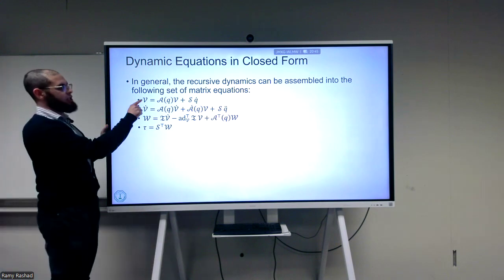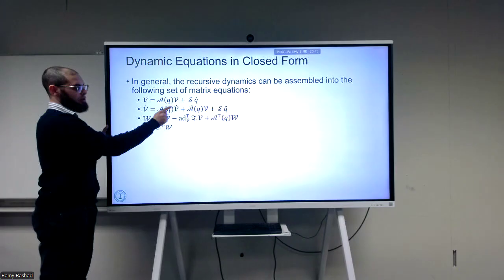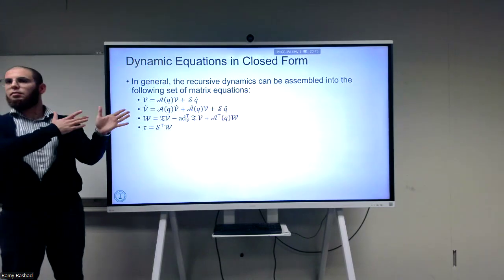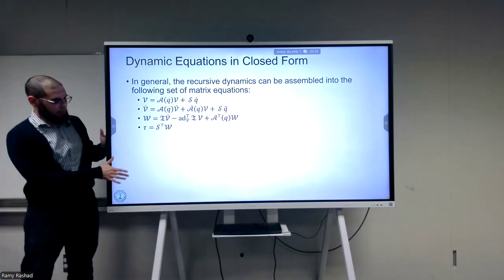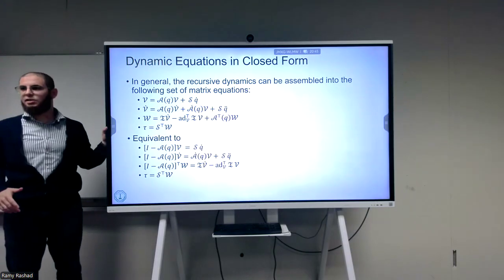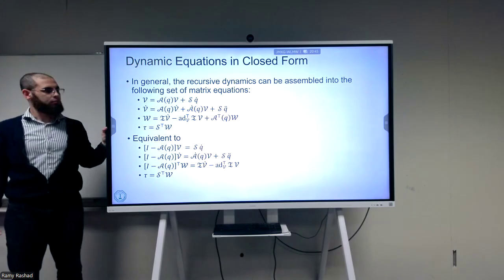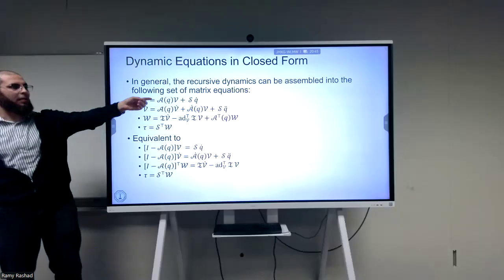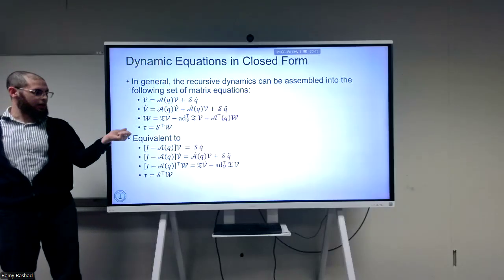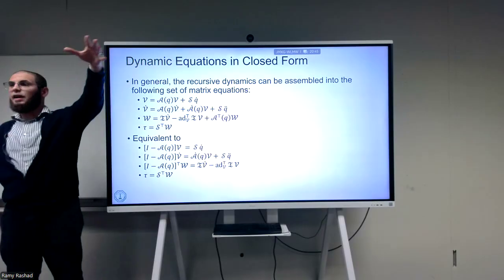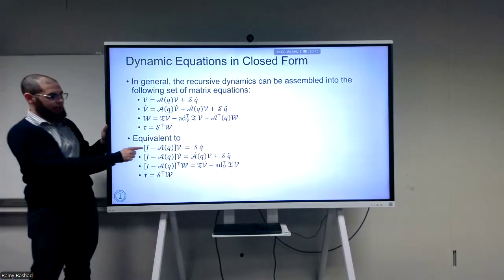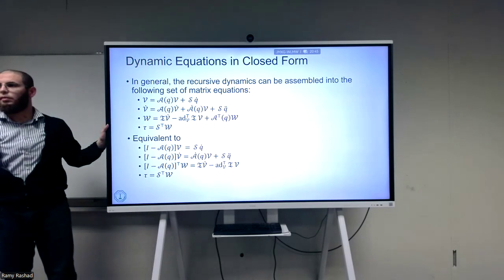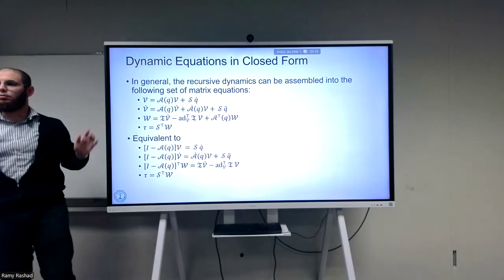You see I have an equation which is V and V here, V dot and V dot, W and W here. What we're going to be doing is putting everything on the same side. We're going to get something like this. Make sense to you? So this was V minus A of Q multiplied by V. This is actually identity, so this is a very big identity matrix, from which I subtract A of Q multiplied by V. I get this expression. Make sense for everyone? What's the next step?